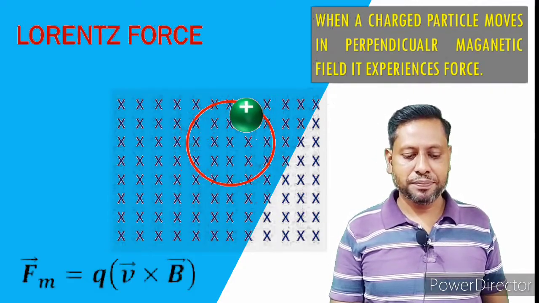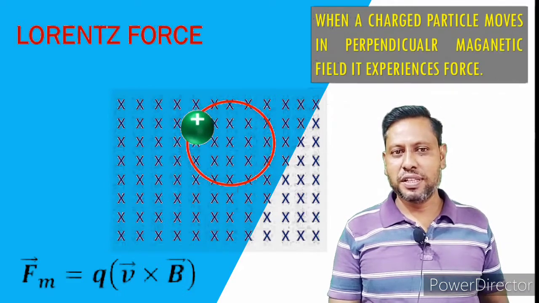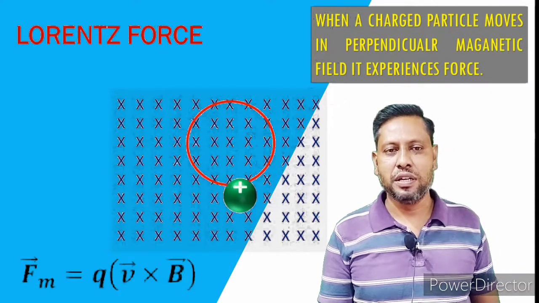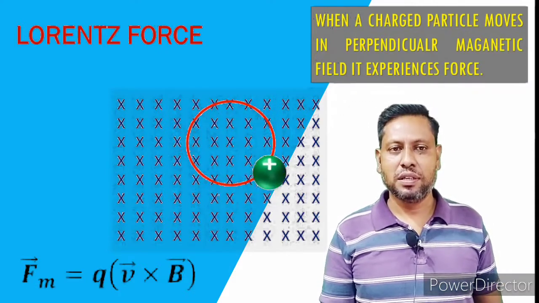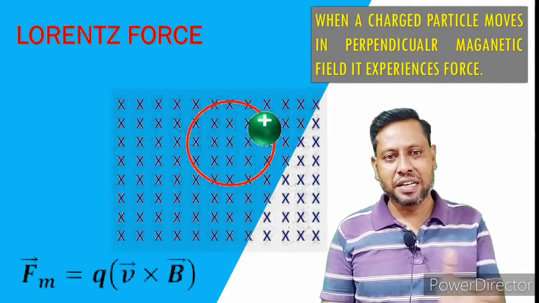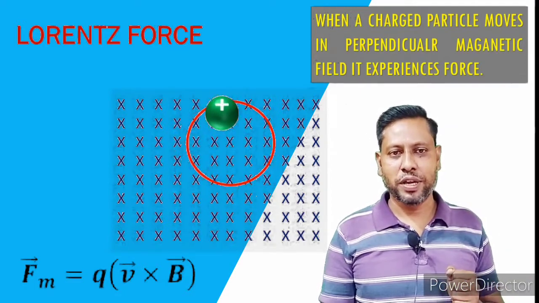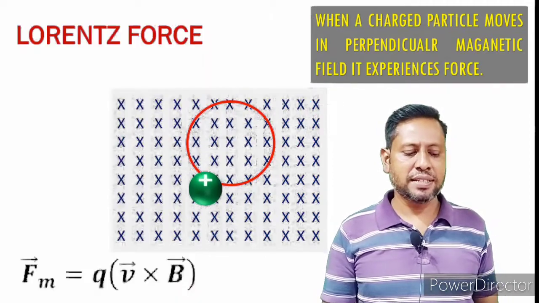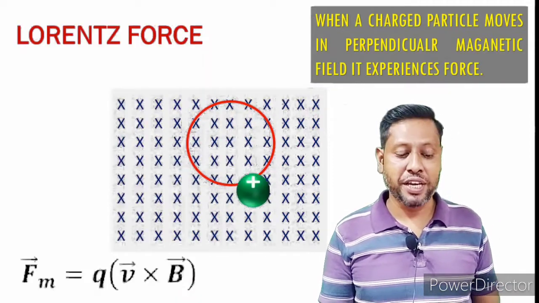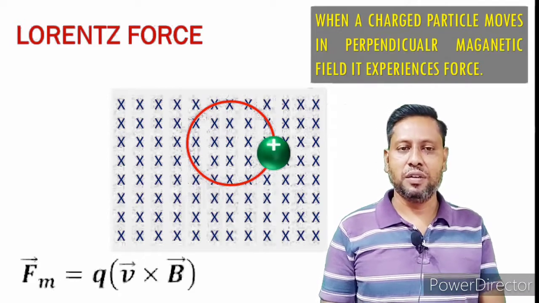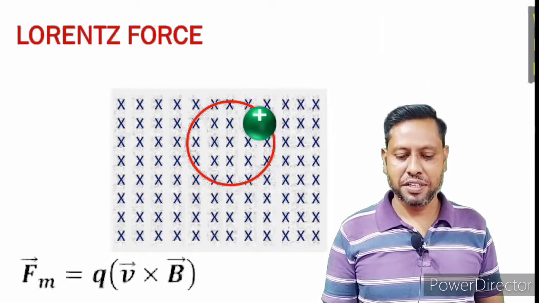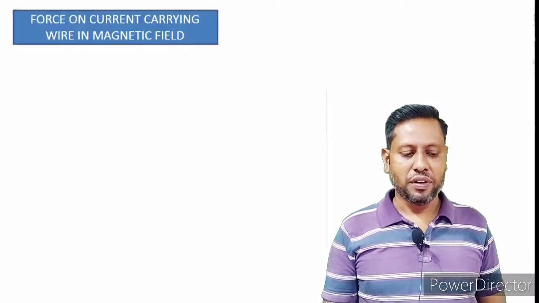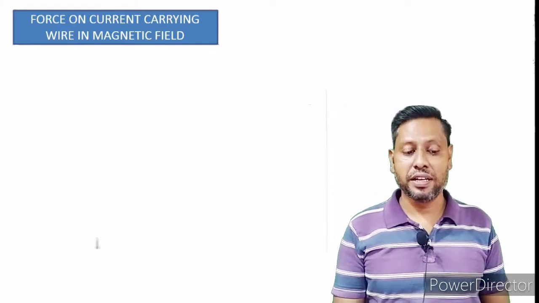Okay, now let's see here. Further, we have seen that the force can be given by Fm is equal to q v cross B, where v is the velocity of the charged particle with which it is entering that magnetic field. Fm, that is the magnetic force, is given by the cross product of v and B. B is the magnetic field which we are applying here, right? Let's go ahead and see now the force on a current carrying wire in the magnetic field.